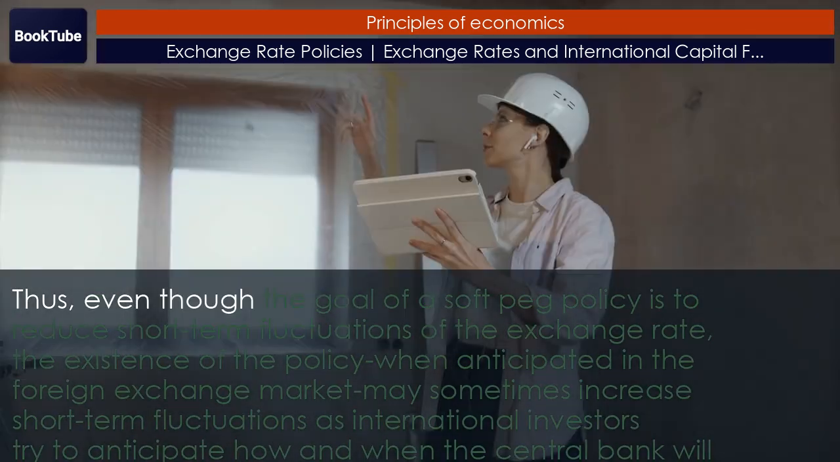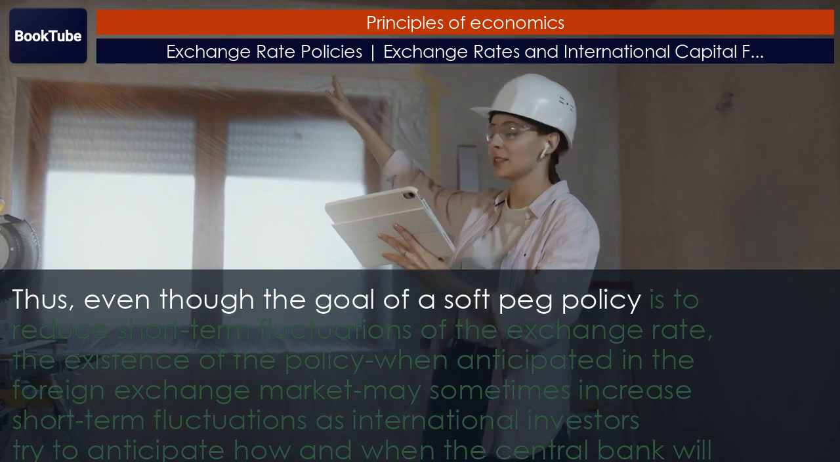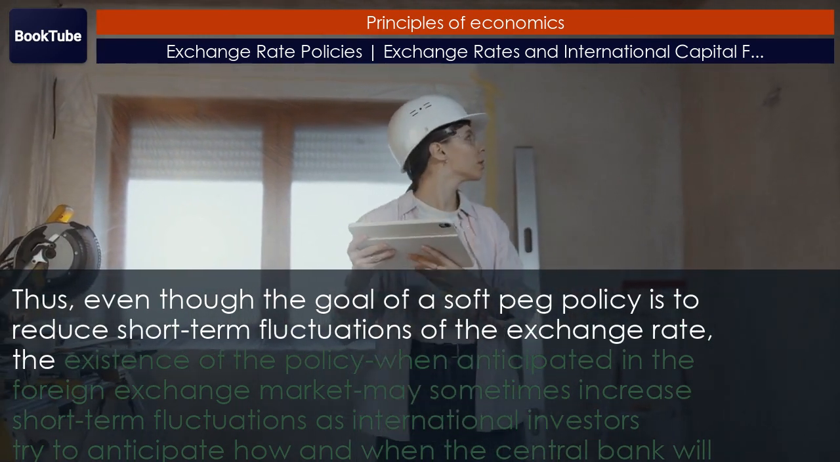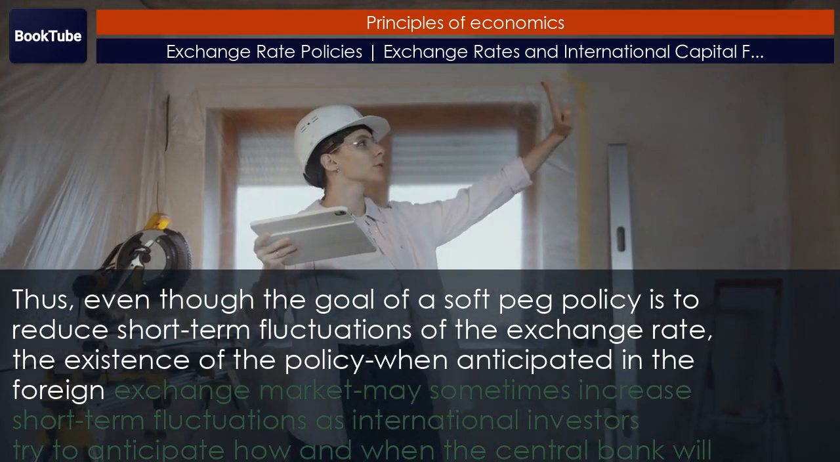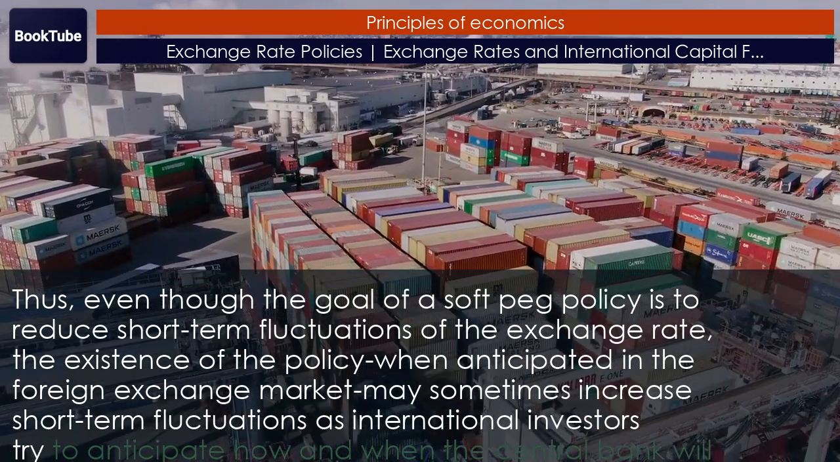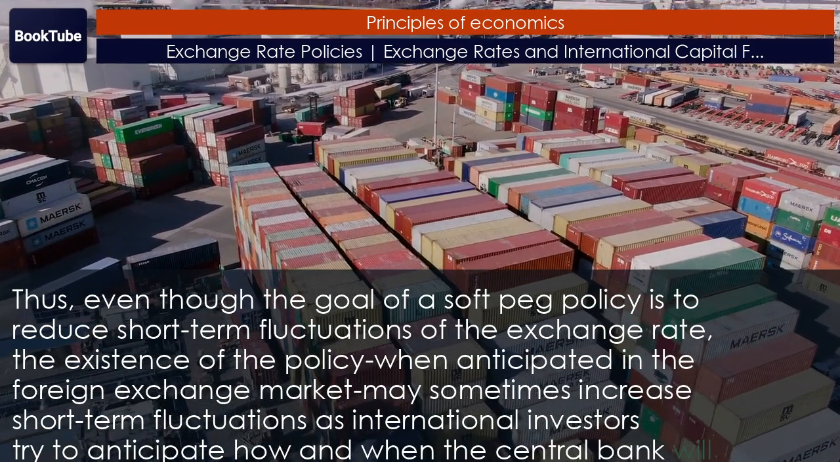Thus, even though the goal of a soft peg policy is to reduce short-term fluctuations of the exchange rate, the existence of the policy when anticipated in the foreign exchange market may sometimes increase short-term fluctuations as international investors try to anticipate how and when the central bank will act.